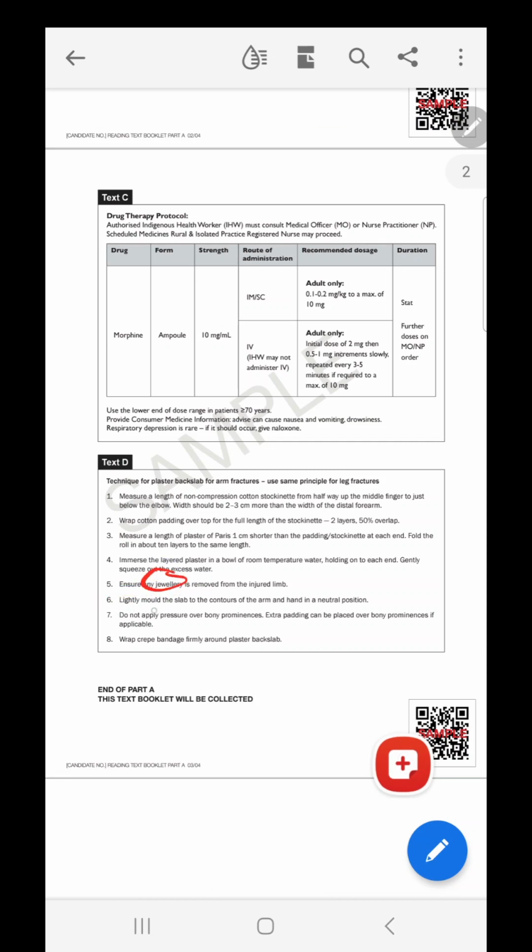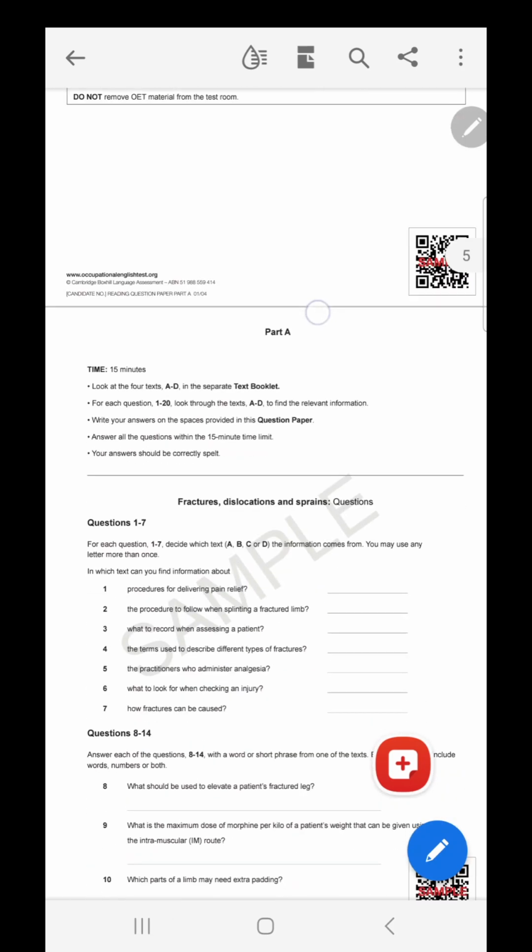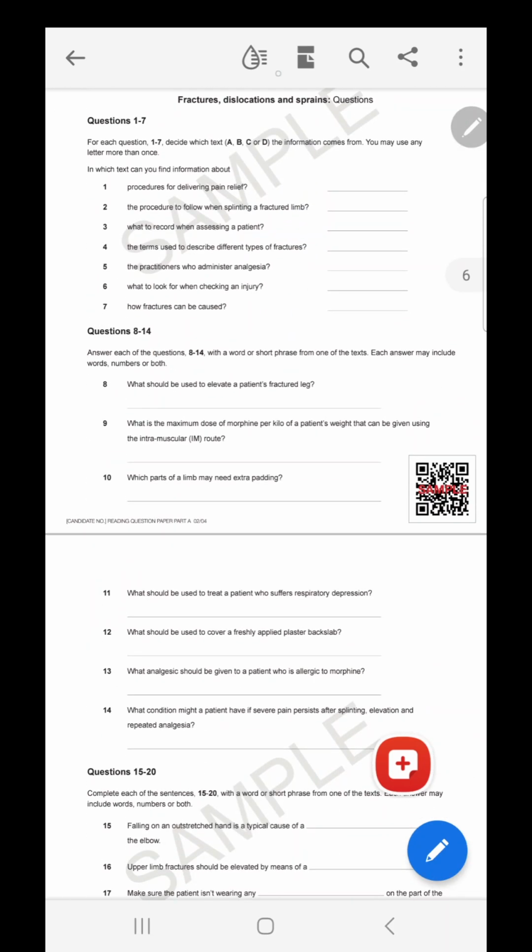Jewelry maybe, neutral position, extra padding, plaster back slab. So when you read and mark those keywords, we can go to the paragraph. We can start in this strategy.